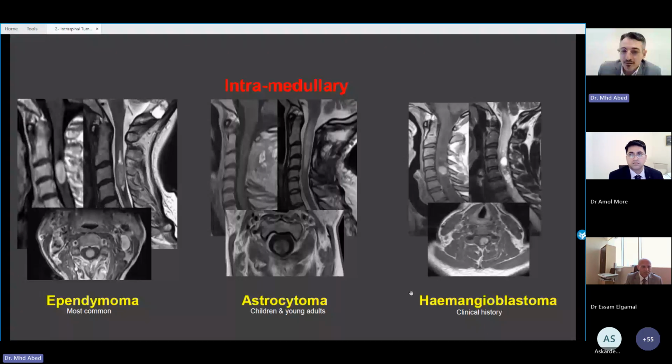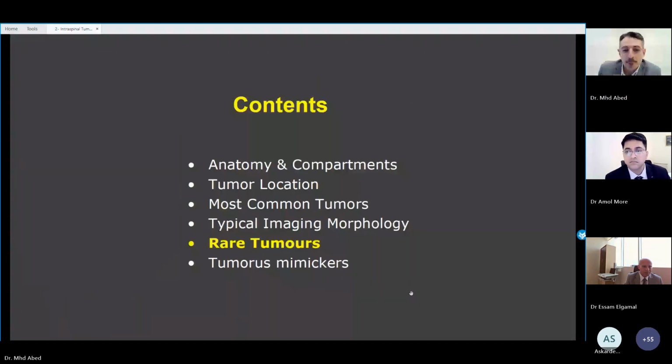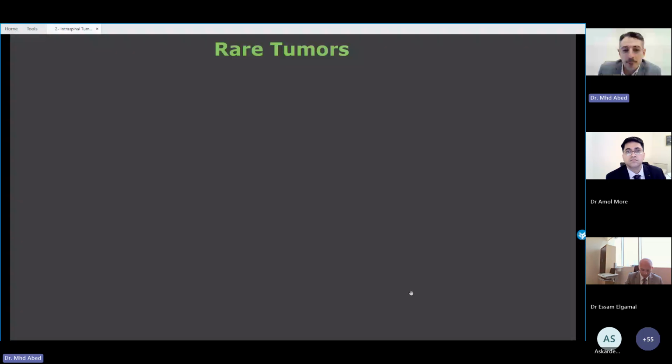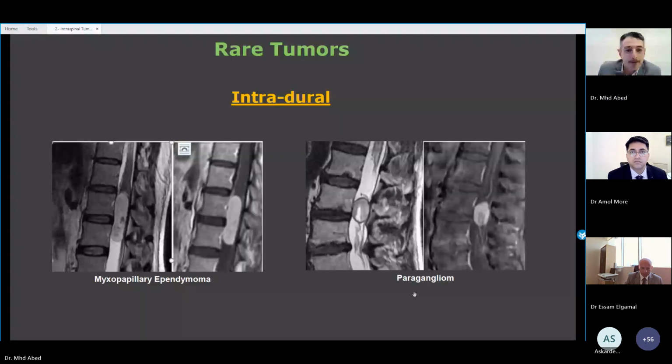Now I'm going to speak briefly about some rare tumors, because there are a lot of tumors in the intradural space. We have the myxopapillary ependymoma, which is usually along the caudal thoracic spine and the region of the conus medullaris. It usually causes this sausage-like extension. It causes remodeling of the posterior surface of the vertebral bodies. It shows enhancement.